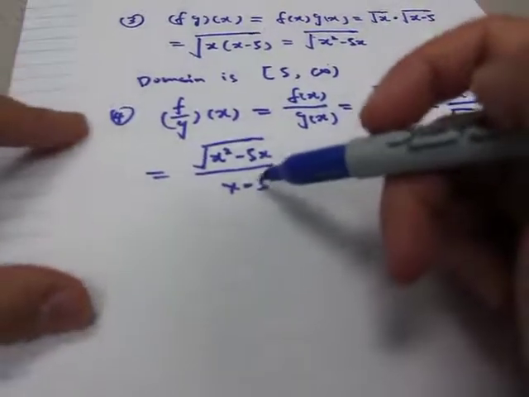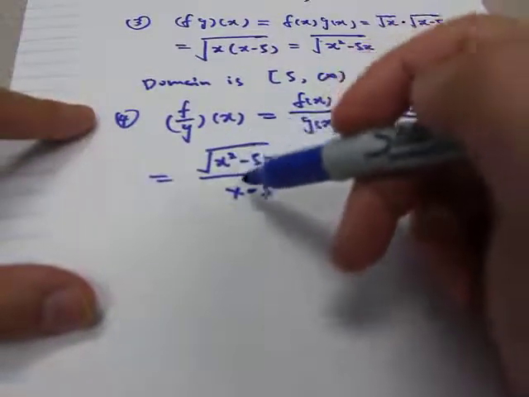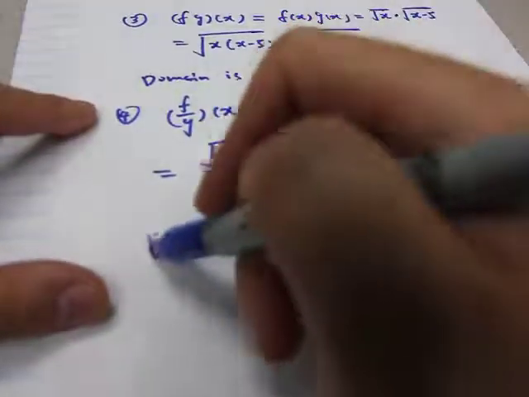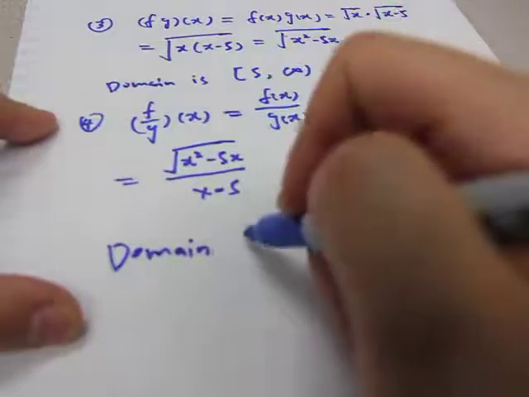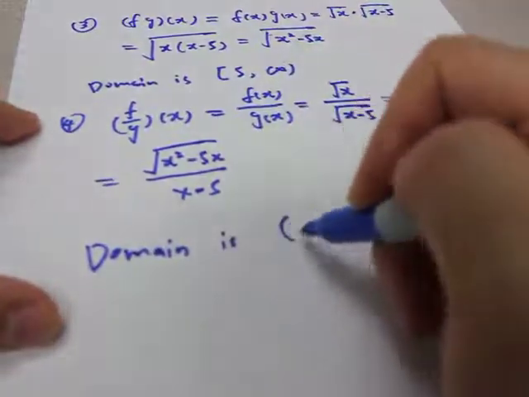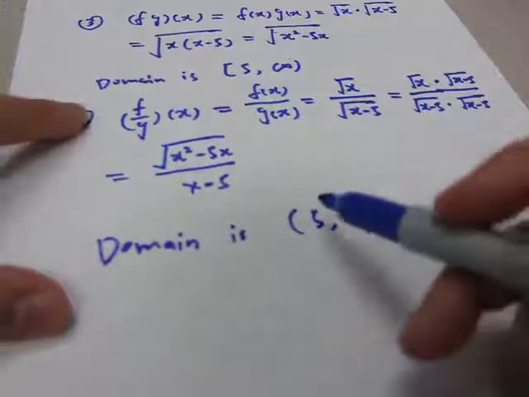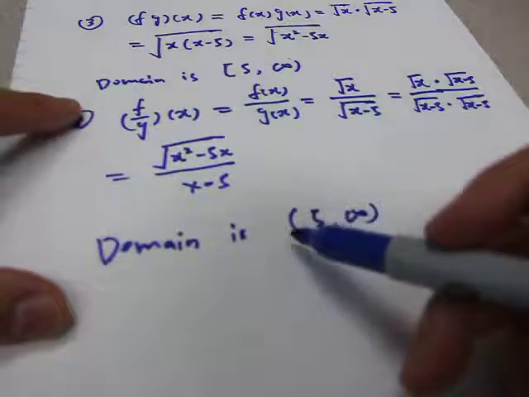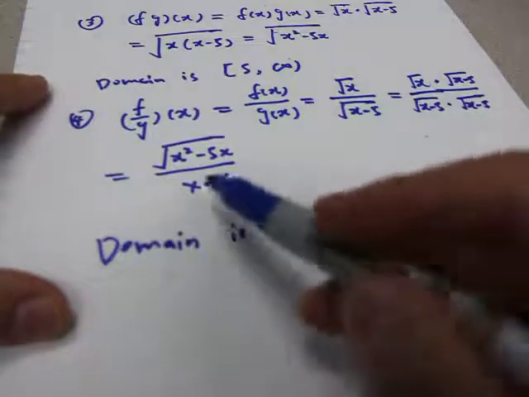Now from this expression, you can see when x equals 5, the denominator will be 0. So for the domain of the quotient function, the domain is from 5 to infinity, and next to 5 we use parentheses because right now x cannot be equal to 5.